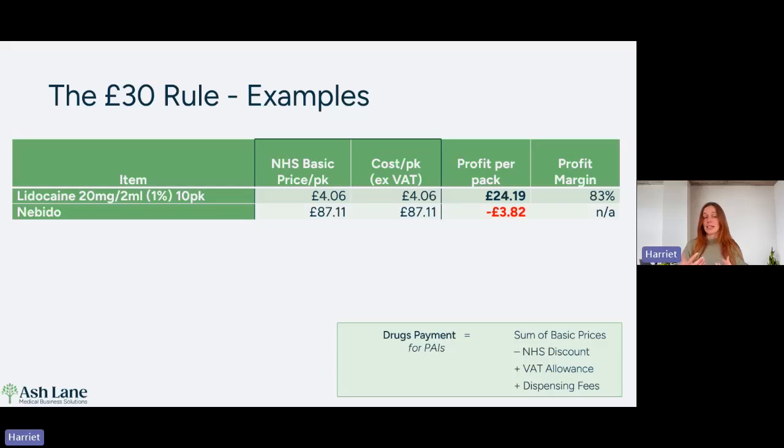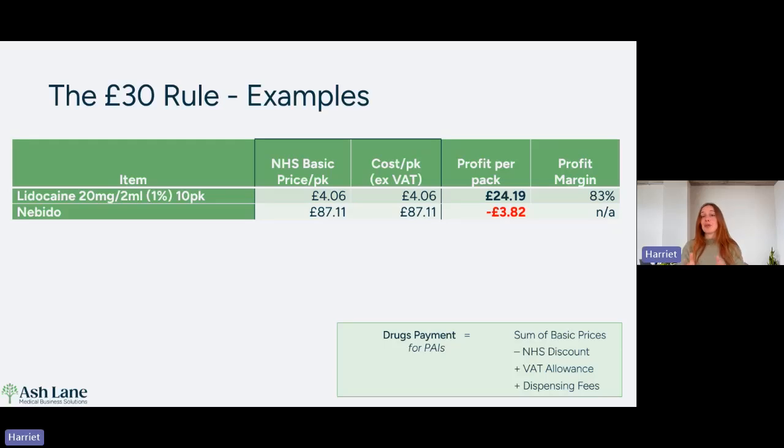Then let's look at a high-cost drug and apply the same general rule of thumb. An £87 Ellaone dose would result in a loss of £3.82. So this is just to show that generally speaking, your high-cost drugs will be less likely to be profitable and therefore require more attention. However, with every rule of thumb, there is an exception. There are some exceptions to this rule, which I will just mention now.